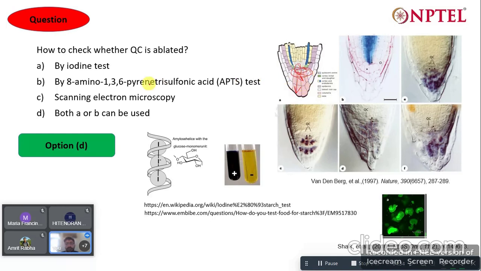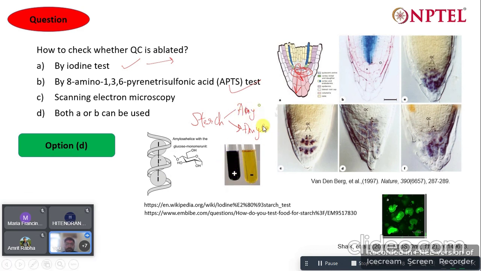So we can use either the iodine test or the APTS test. The iodine test is used to detect starch. Starch has two components, as you all know: first is amylose, and the other one is amylopectin. The iodine molecules bind inside the helical structure of the amylose, and it gives a bluish brown color to the solution when starch is present.